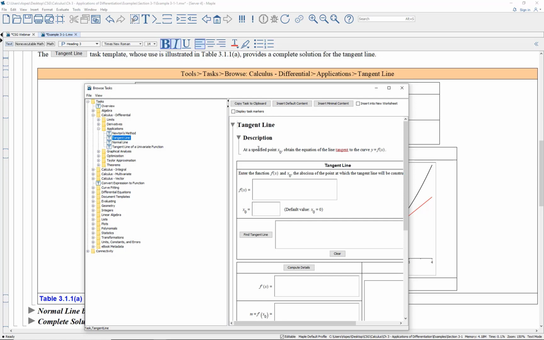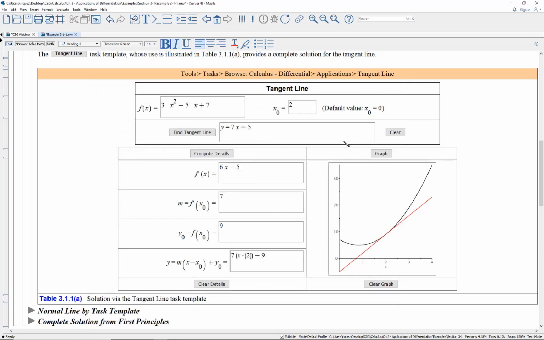Default content means you get this extra verbiage. Minimal content means you get enough to make the thing work. I've got it embedded. So here you put in the function. Where are you drawing this tangent line? Here you click this button, you get the tangent line.